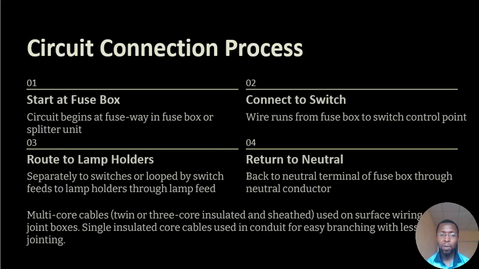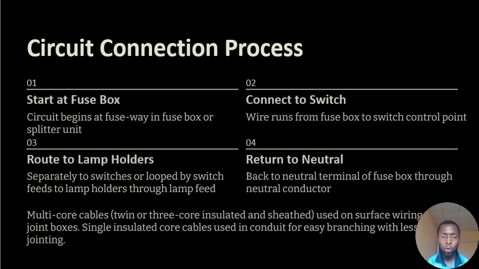Alright, so what is the process of circuit connection? You need to follow the process for you to connect correctly. Number one, you have to start with the fuse box. When you are connecting a circuit, the connection must start with the fuse box. So the circuit begins at the fuse way in the fuse box or splitter unit. Then you connect your wire to the switch. Having run your wire in the fuse box, you then run it through the switch. The wire runs from the fuse box to the switch control point, and from there you take it to the lamp holder.